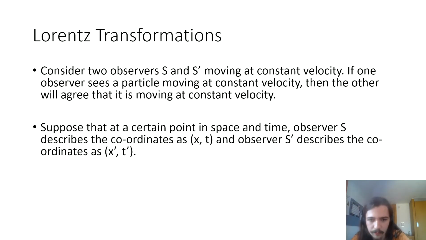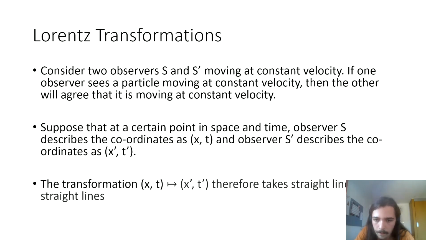So let's say at a certain point in space and time, observer S describes the coordinates as x and t. So x is the space coordinate and t is the time coordinate. And observer S prime describes the coordinates as x prime, t prime. We're also assuming that space only has one dimension, just to simplify things a little bit, but you can pretty easily extend it to the three-dimensional space that we live in as well.